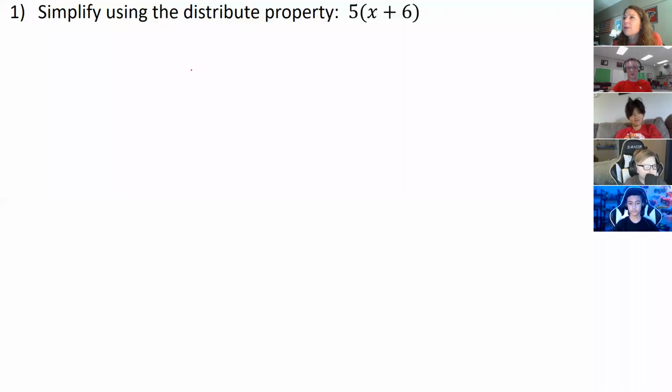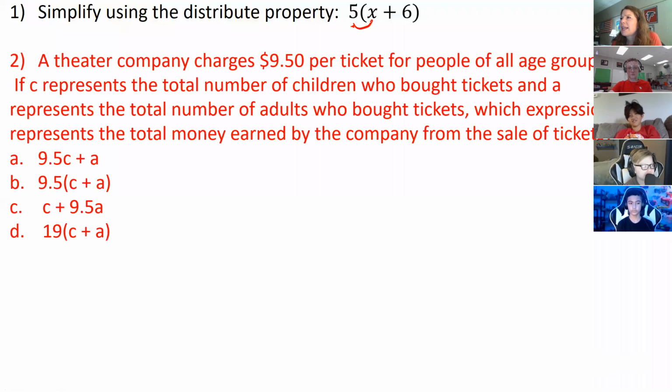All right, we are going to simplify using the distributive property. What do we get? Ava, what's the answer? 5x plus 6 plus 30. Yes, I knew you would know, Ava. 5x plus 30. Good. All right, numero dos.